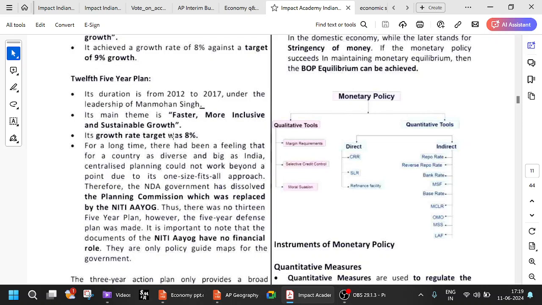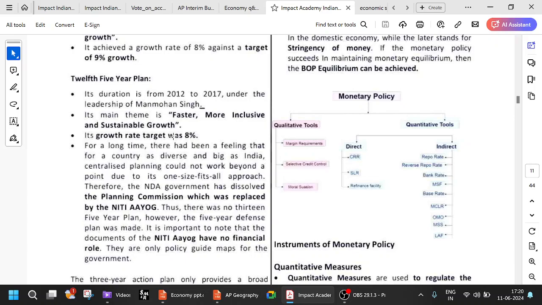Okay, just broadly. First one is the Harrod-Domar model, with the focus on agriculture. Second one is PC Mahalanobis, with the focus on industry, and we've seen the third, fourth, and all those things. Fifth one is important, Garibi Hatao, and all those other things.